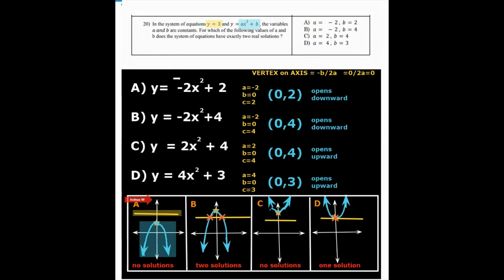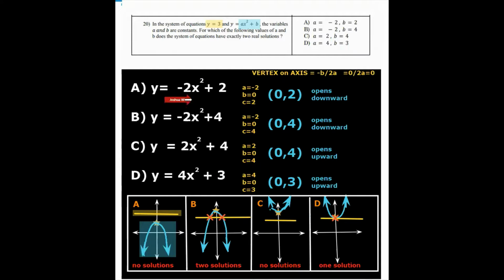But we know if we plug in 0 for each of the four equations, we'll have 0 plus 2, so that'll be the vertex at (0, 2). Here we'll have 0 plus 4, so the vertex is at (0, 4). Here we'll have 0 plus 4, the vertex again is at (0, 4). And for choice D, we'll have 0 plus 3, so the vertex is at (0, 3).